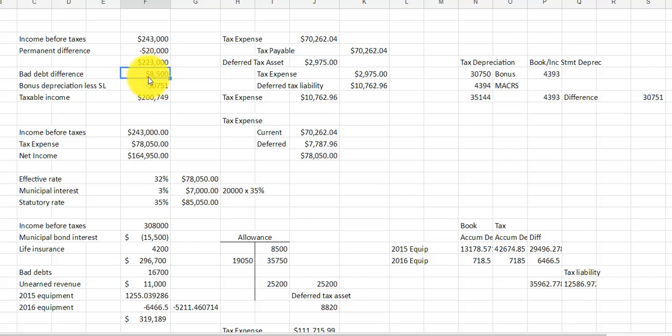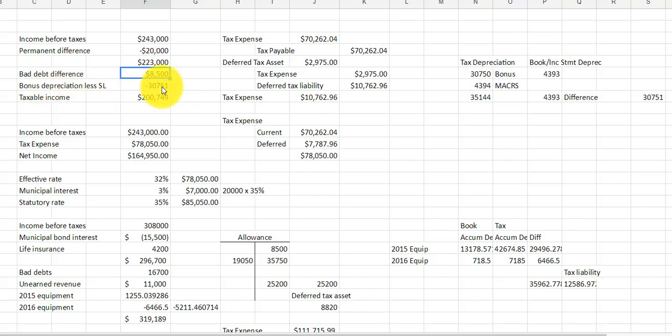So that goes here, and that's going to be added because the amount that you can deduct for taxes is lower than what you can deduct for your income statement. What you have there is a future deductible amount, because in the future, when you actually write those off, you'll be able to deduct them. So future deductible amounts result in tax assets. We'll make a note of that for later.